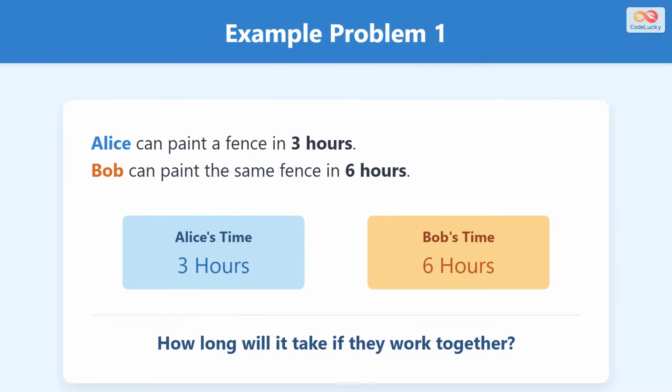Let's look at a classic example. Alice can paint a fence in 3 hours. Bob can paint the same fence in 6 hours. The question is, how long will it take if they work together? Notice that Alice is twice as fast as Bob.